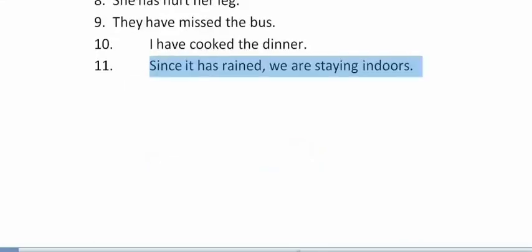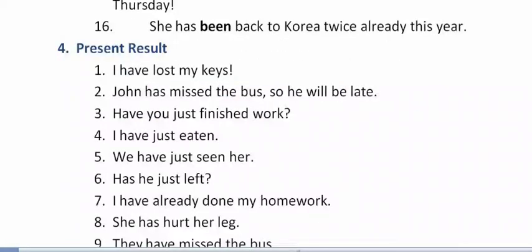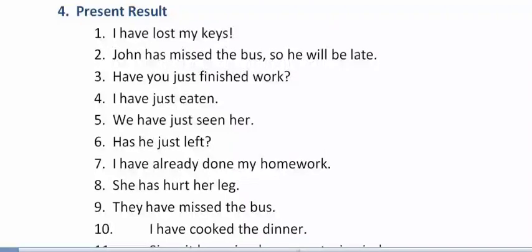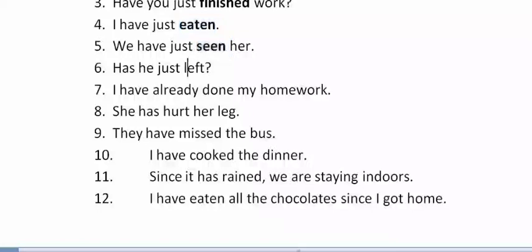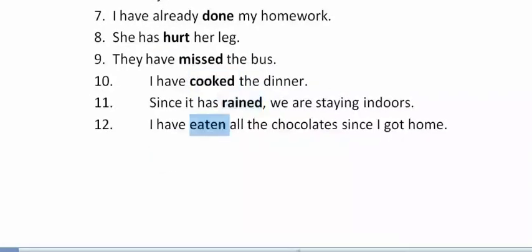Since it has rained, we are staying indoors. I have eaten all the chocolates since I got home. Now let's go ahead and mark all the verbs which are in V3. Lost, missed, finished, eaten, seen, left. I have already done. Hurt, missed, cooked, rained, eaten. Since I got home. Shall we also mark got?